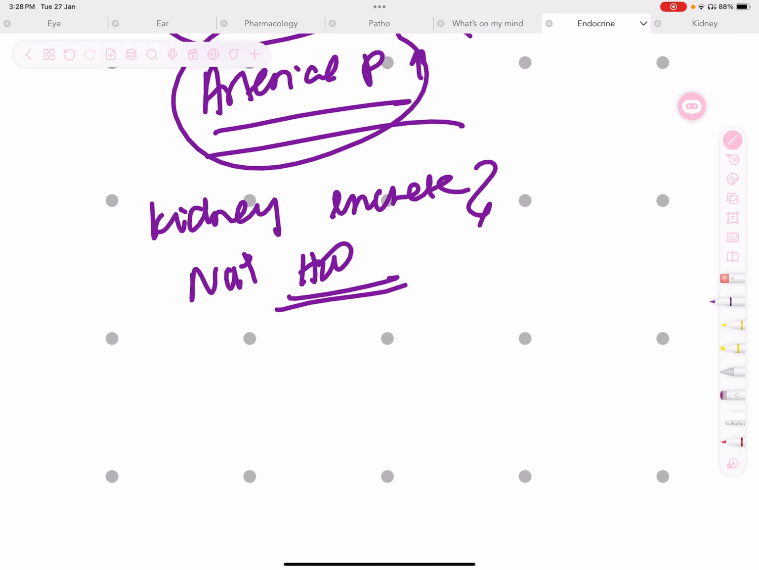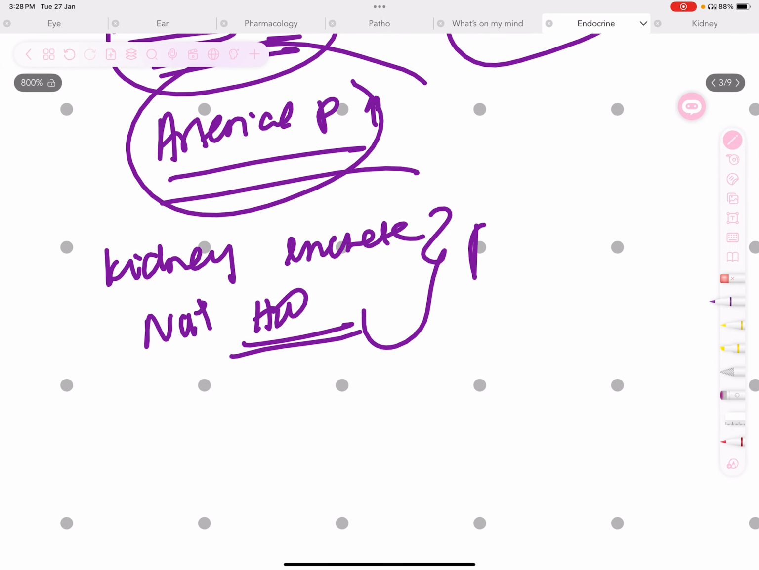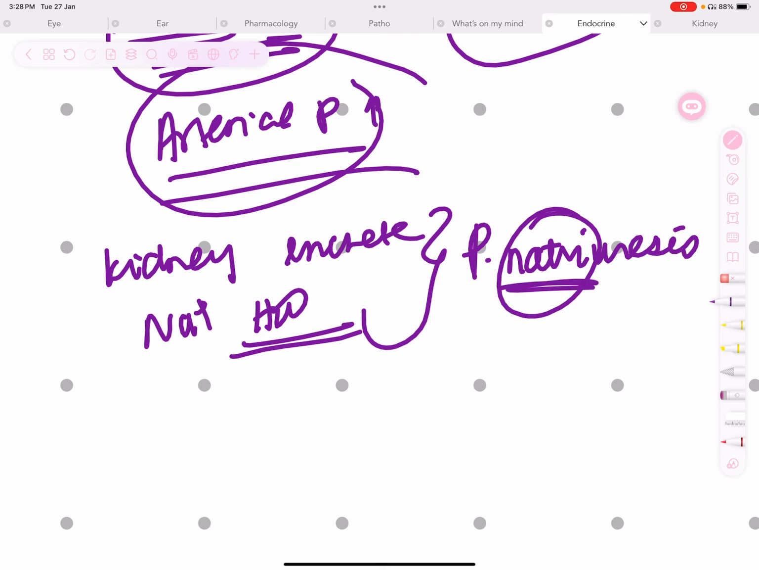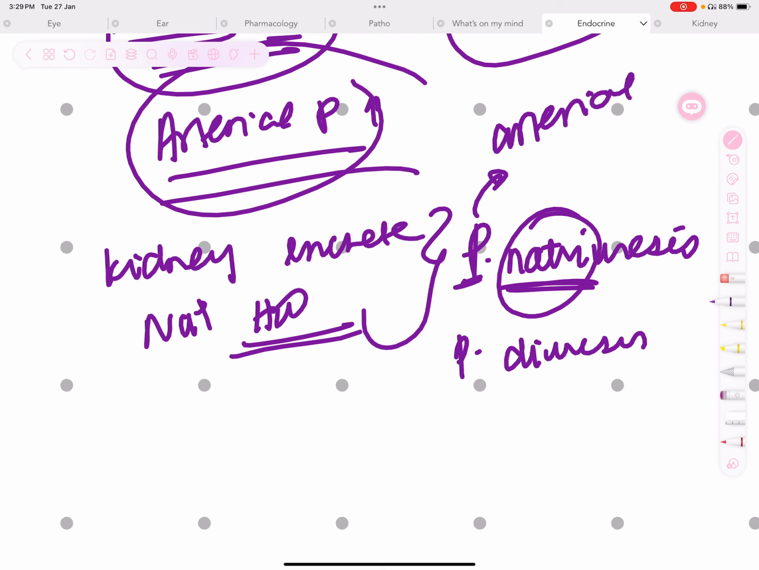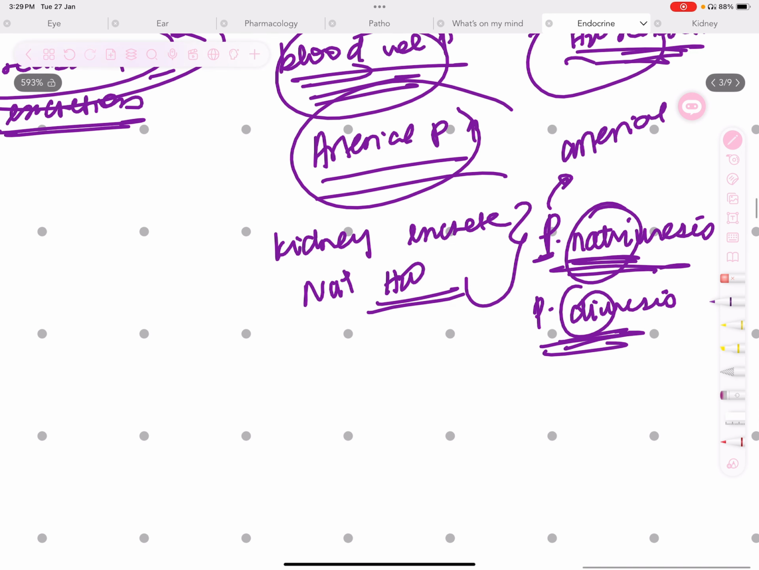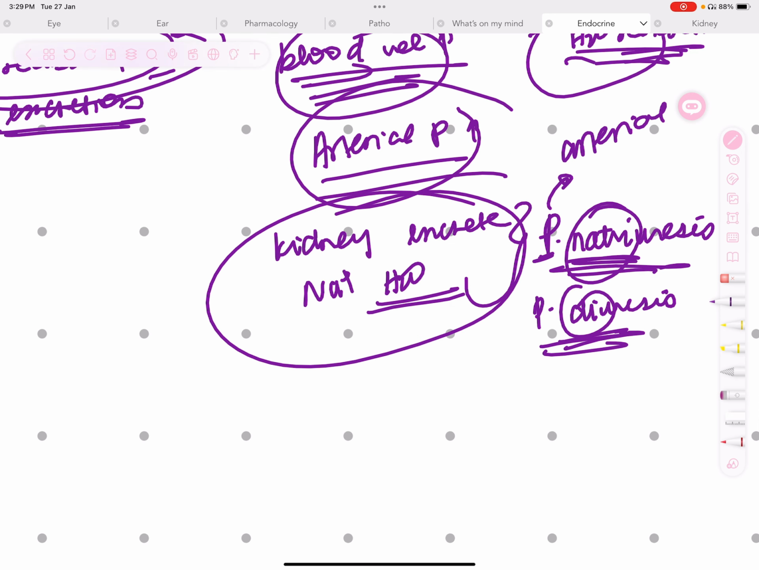And this excretion of sodium and water is referred to as pressure natriuresis. Natriuresis is removal of the sodium, and this is in response to the arterial pressure, right? And the other thing is pressure diuresis. Diuresis is basically the removal of water. So pressure natriuresis and pressure diuresis. This is basically the kidney excreting sodium and water in response to the high or elevated arterial pressure.